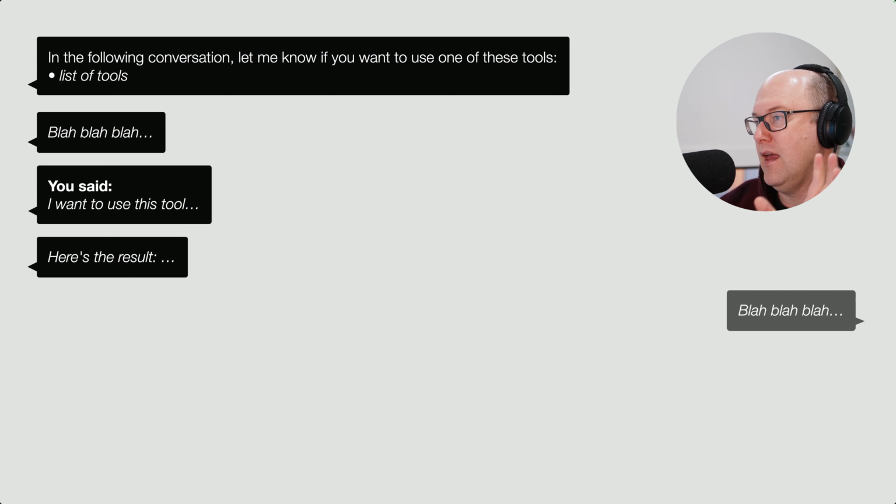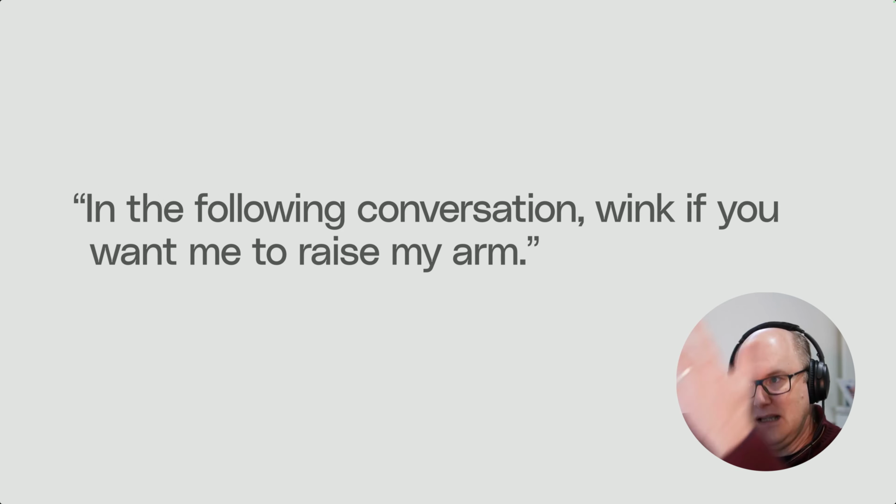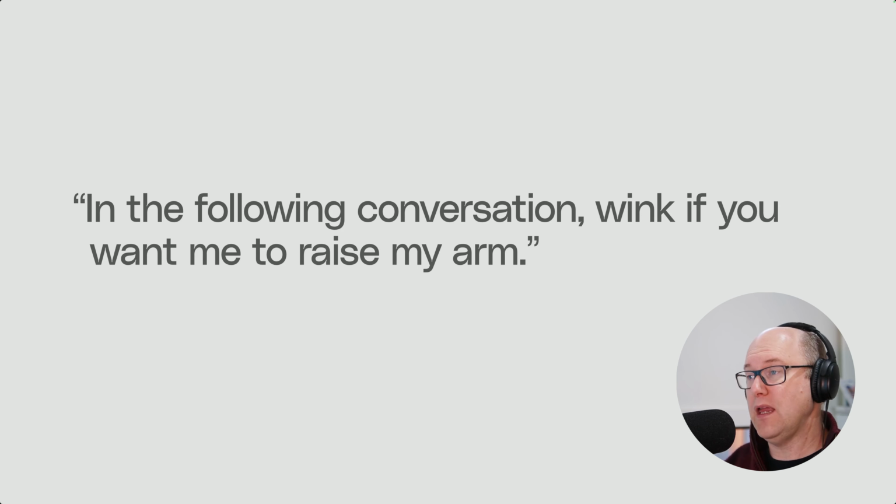That's it. In his blog post, Thorsten says this is like when you're talking to a human, you might say, in the following conversation, wink if you want me to raise my arm. And in a funny sort of way, you have now given that other human the power to raise your arm. They can't literally raise your arm, but they can ask you to, and you will do it for them. And that is how an agent works. We tell the LLM some things we are willing to do for it, and then it will let us know when it wants us to do those things.